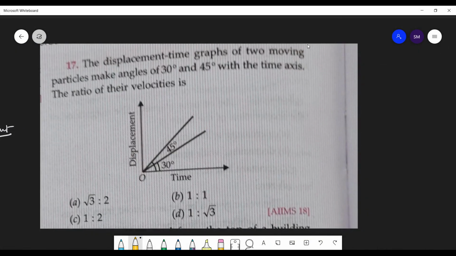So that's the displacement time graph in front of you. And two particles, you can assume that as A and B. Then these are the angles. Tell the ratio of their velocity, students. 1 into under root 3. Yes, option D. Others also, write your options in the message box.